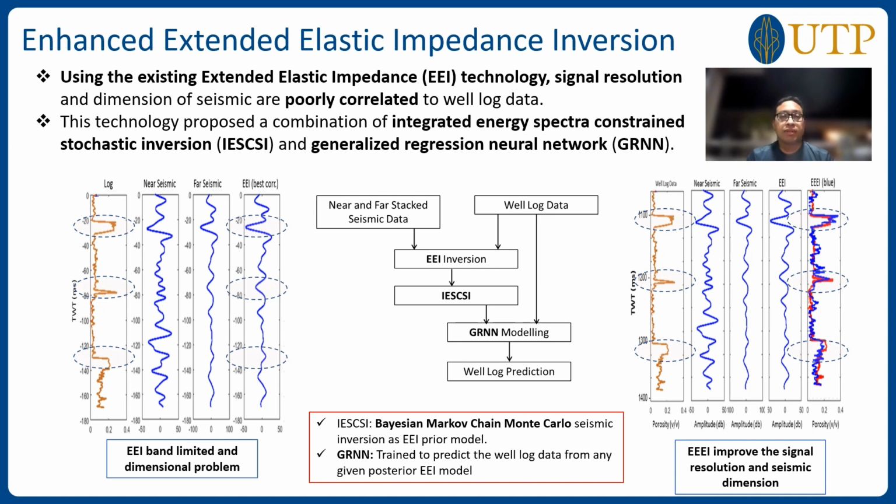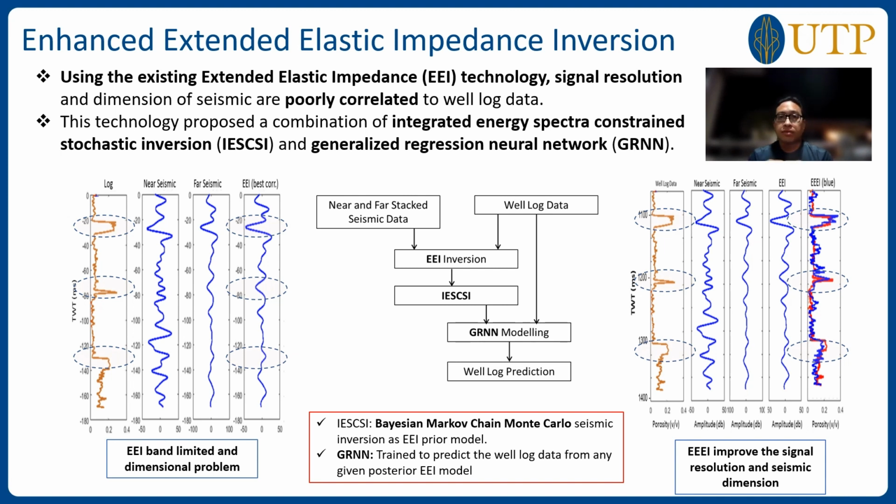You can see from the information displayed in this graph, the existing EEI on the left hand side indicates that there's poor correlation between the log data set and the inversion output, from the red zone to the blue zone. Using the latest algorithms that we developed under this technology, we are able to prove that our EEI, the enhanced extended elastic impedance method, has a better correlation with our well log data set.